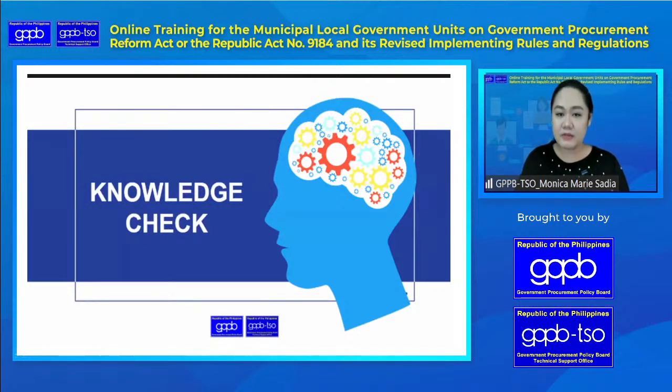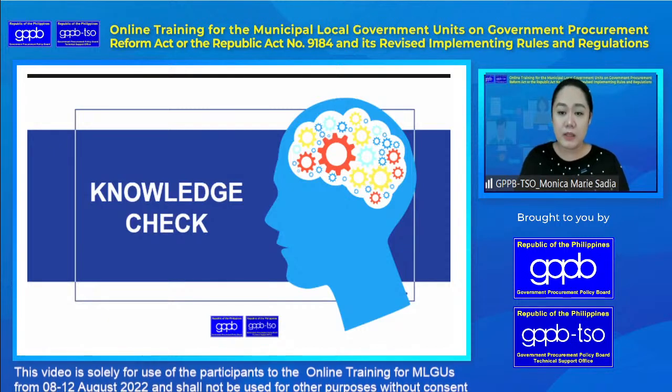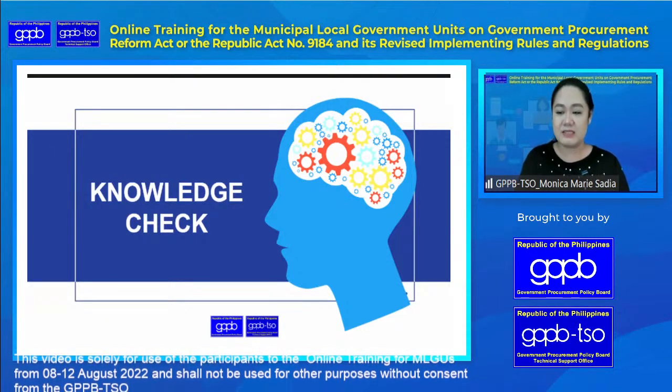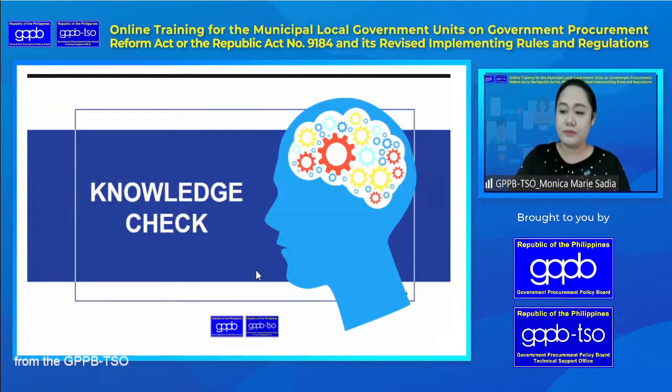the non-payment of the protest fee does not toll the prescriptive period for filing a protest. It becomes a justifiable basis for the HOPE not to entertain a protest. Is this true or false? Again, please answer through our Zoom polling feature and of course through our comment section.